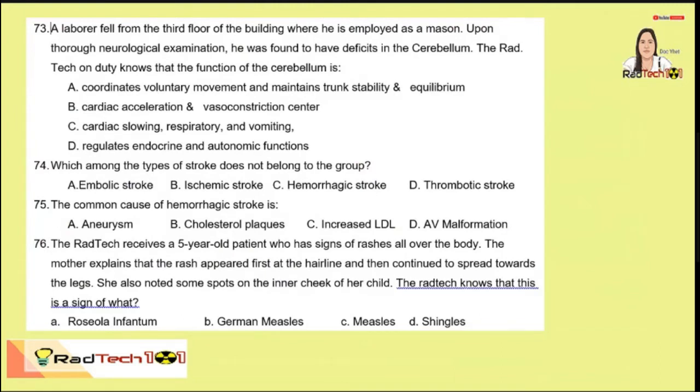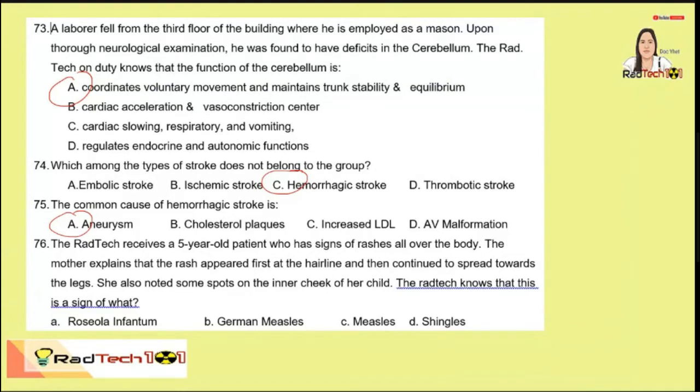73, a laborer fell from the third floor of the building where he is employed as a mason. Upon thorough neurological exam, he was found to have deficits in the cerebellum. The rad tech on duty knows that the function of the cerebellum is to coordinate voluntary movement and maintain trunk stability and equilibrium. 74, which among the types of stroke does not belong to the group? Hemorrhagic stroke. 75, the common cause of hemorrhagic stroke is aneurysm.